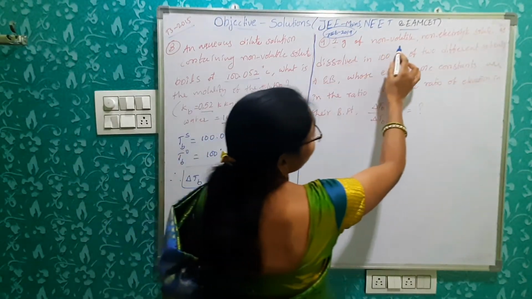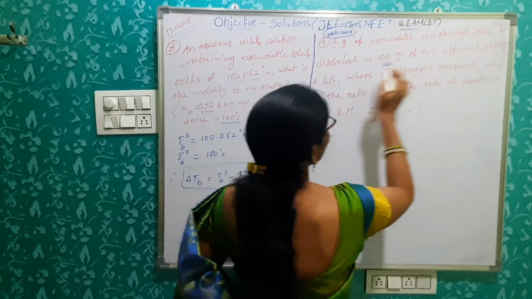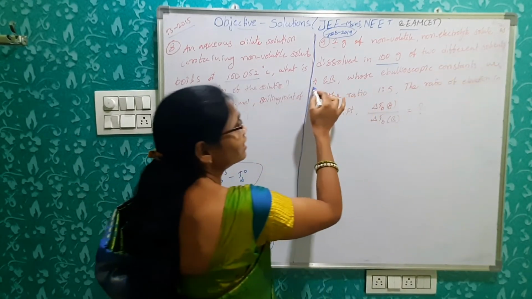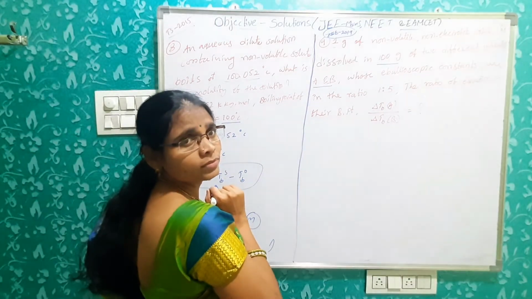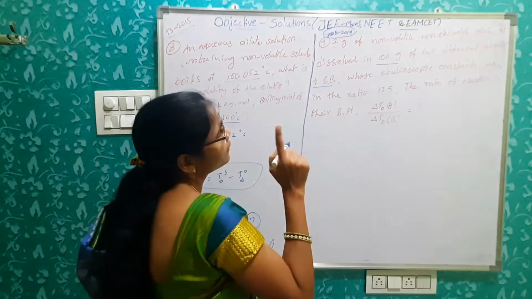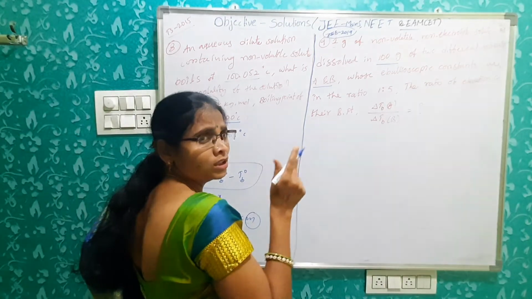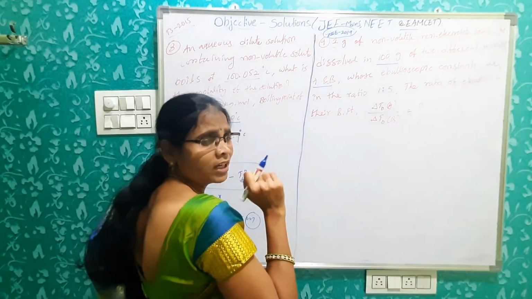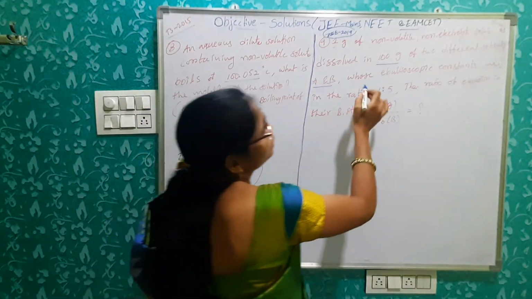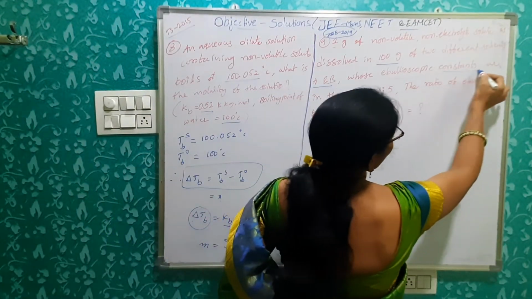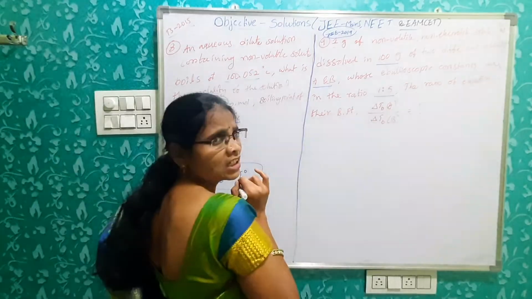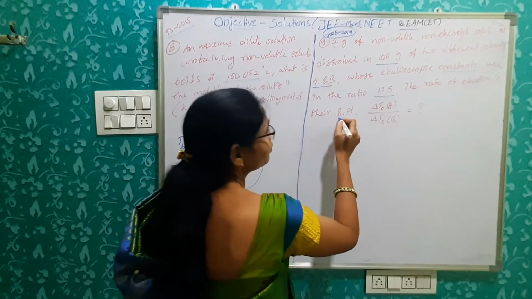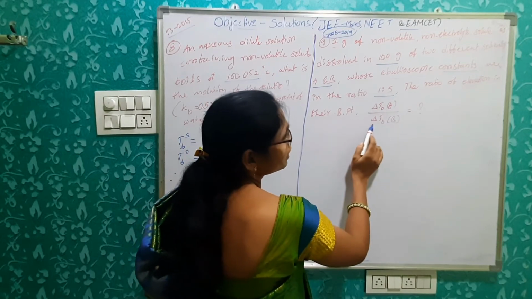1 gram of non-volatile non-electrolyte solute is dissolved in 100 grams of two different solvents A and B. Only 1 gram of non-volatile solute is present in 100 grams of solvent A and 100 grams of solvent B, whose ebullioscopic constants are in the ratio 1:5. The ratio of elevation in their boiling points, delta TBA by delta TBB.